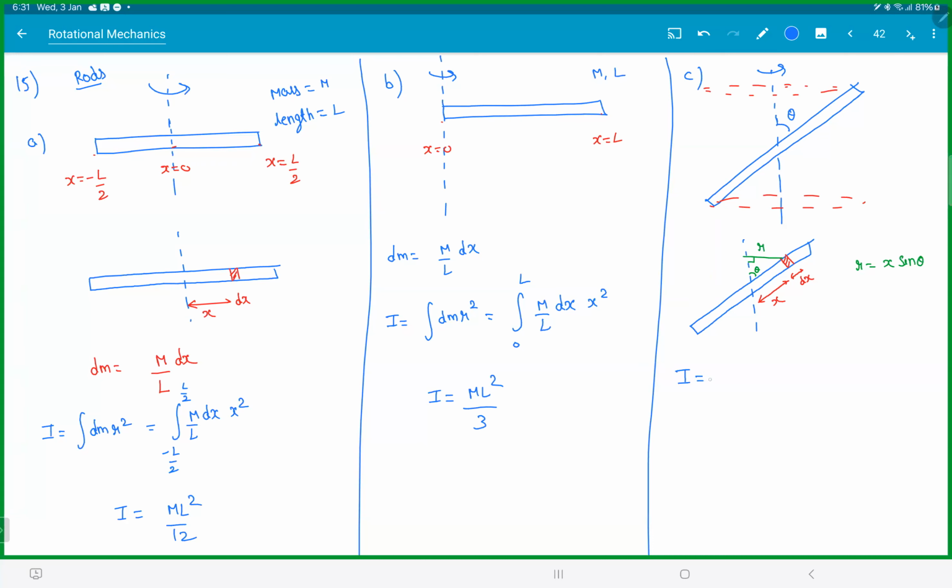So when you take the moment of inertia, integral dm r square, dm will be M by L dx. This would be (x sine theta) whole square. Limits will go from minus L by 2 to L by 2, because x is still measured from the center only. So if you take this as x equal to 0, this would be x equal to L by 2 and this is x equal to minus L by 2. If you simplify this, you end up with ML square by 12 sine square theta. It just looks like the first result. If you put theta as 90, you should get the A part result. Check it out.